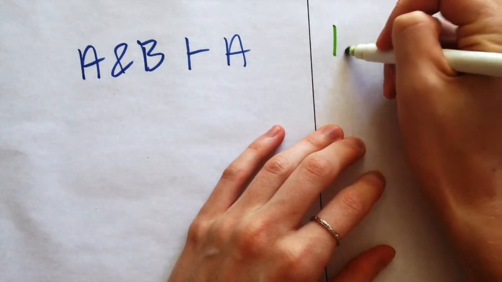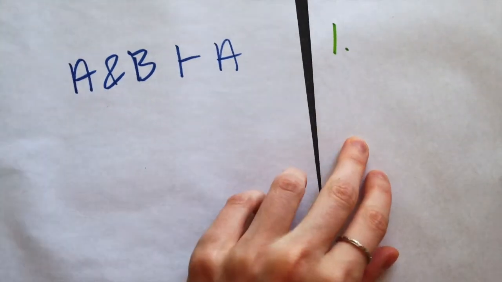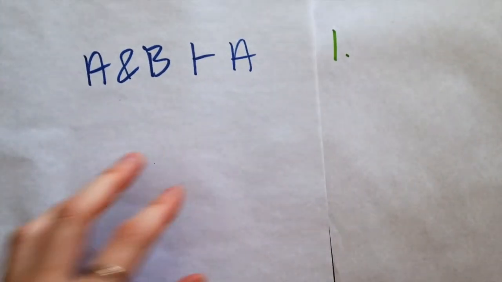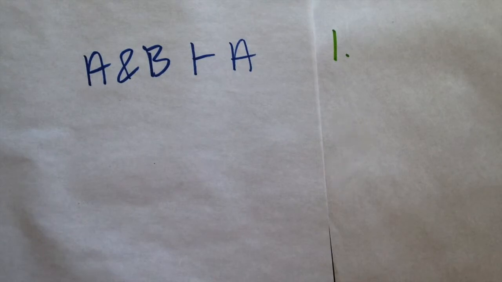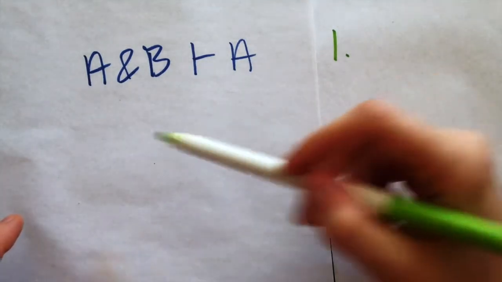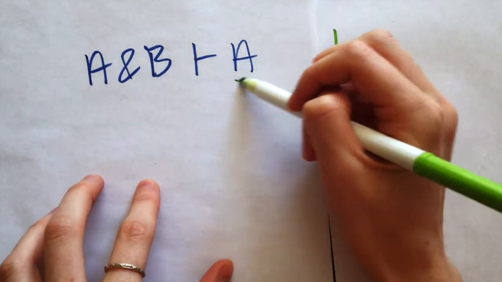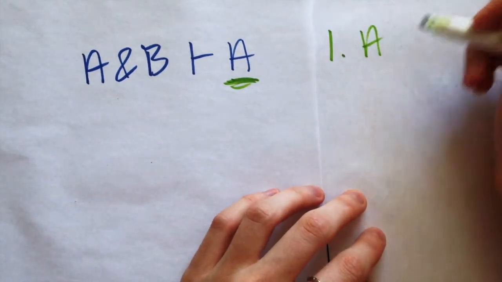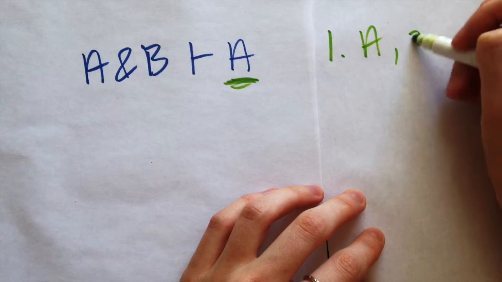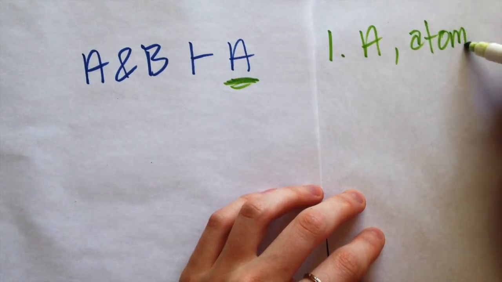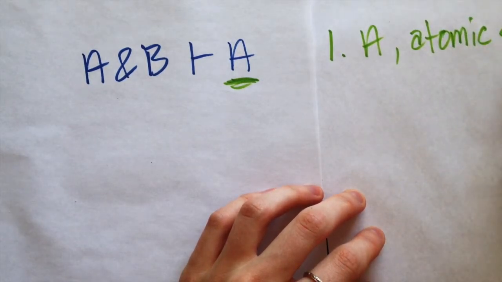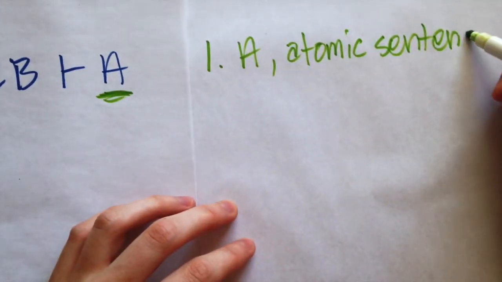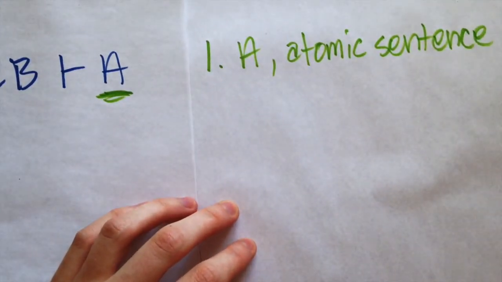Okay, so two questions that you want to ask yourself as you get started with the proof. So first one, you want to ask yourself, what is the conclusion? What kind of a sentence is the conclusion? So if we look back at our argument over here, this is our conclusion. Our conclusion is A. It's just a plain old atomic sentence. Atomic sentence.